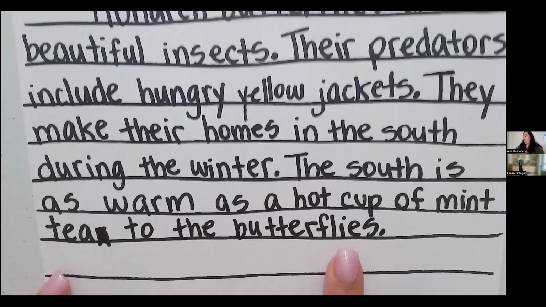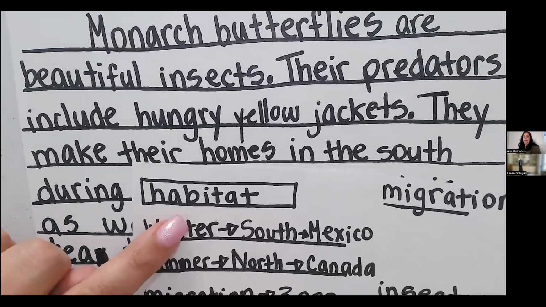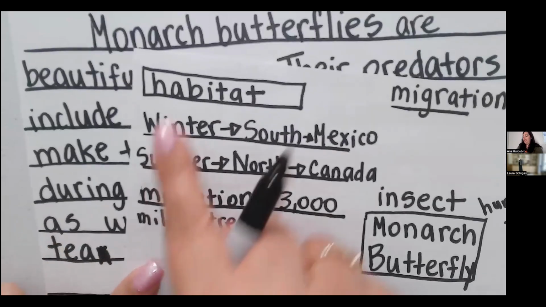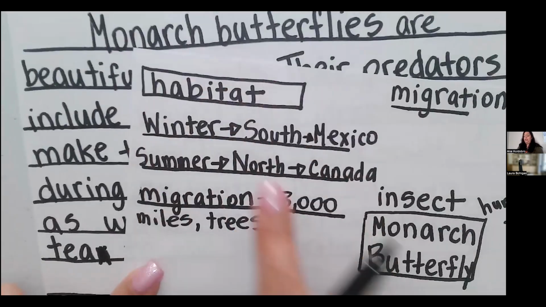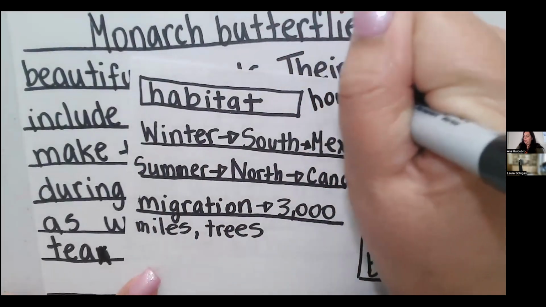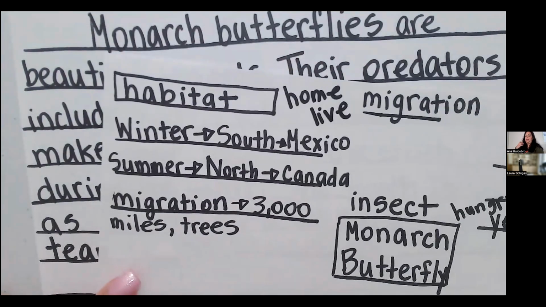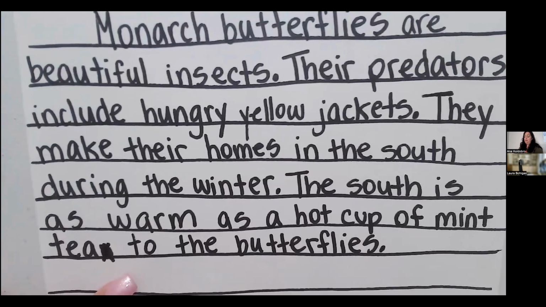Okay, you should have a sentence written, or you should do that now, about the habitat. You could use any of this information. You could use the word habitat. You could use the word home. You could use the word live. Any of these things would be fine for this sentence. And you don't have to make it fancy. You don't have to use a simile.